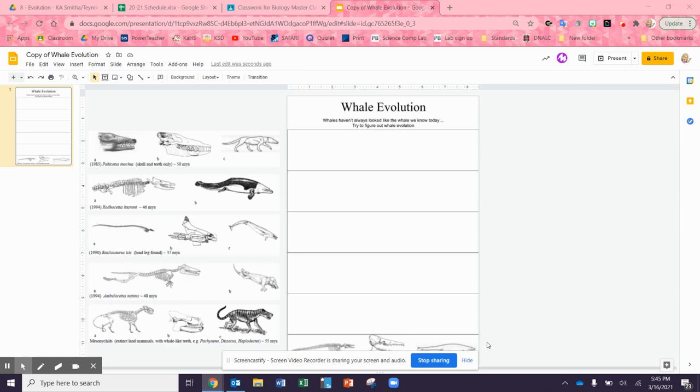What I'd really like you to do is look at these body structures and try to put them in order and see if you can figure out the evolution of the whale and how it evolved from Pachycetus to the whale that we know today.